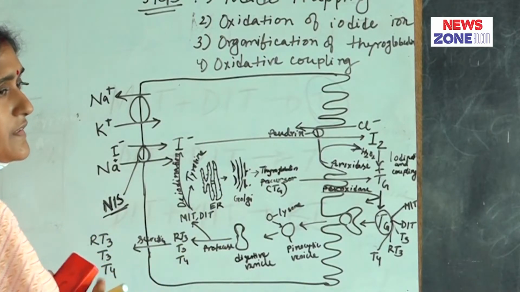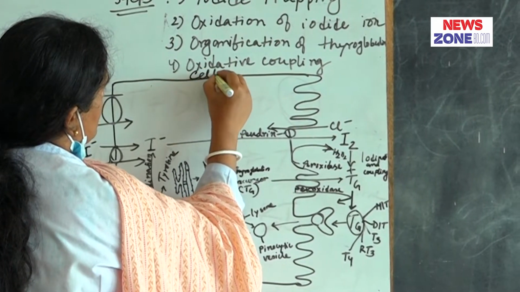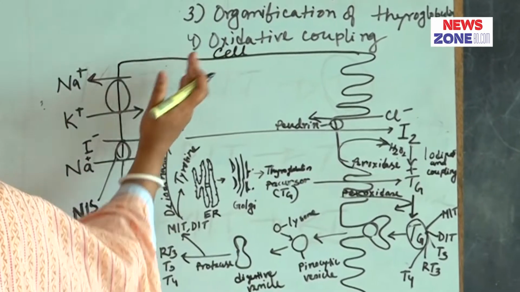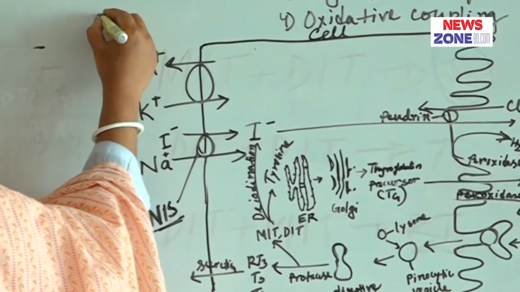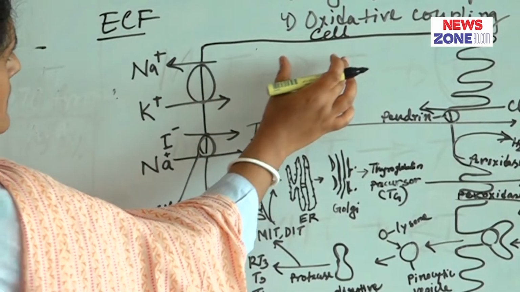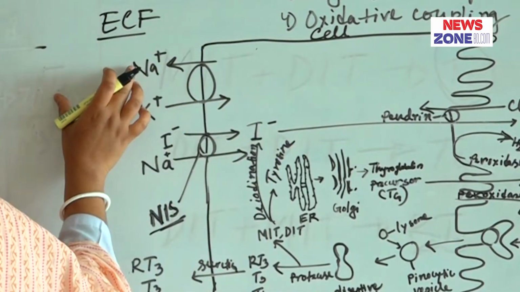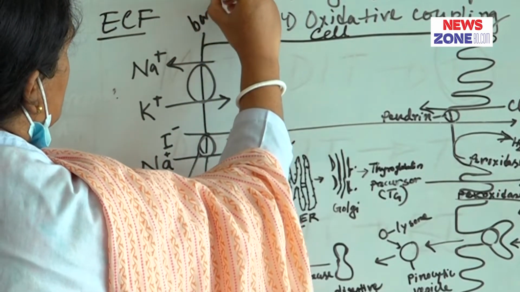This figure shows the synthesis of thyroid hormone. This is the follicular cell. And this event occurs within the ECF. This portion is the ECF, and this is the cell and ECF boundary, the basolateral membrane.